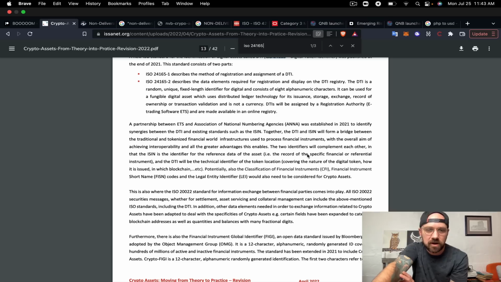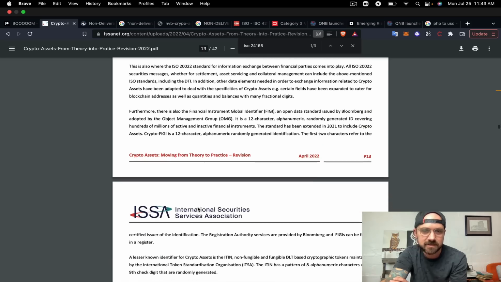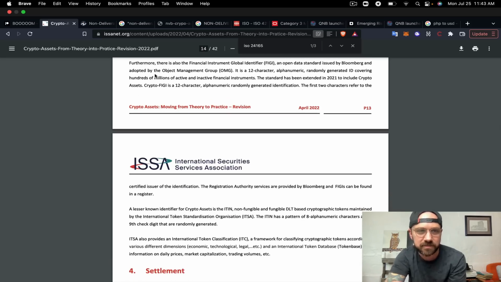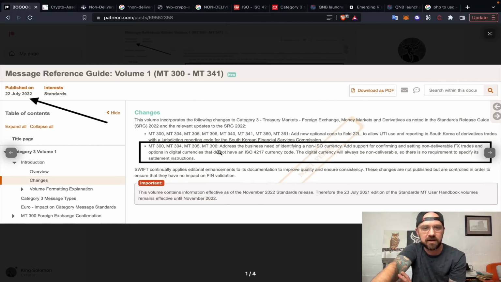enables. The two identifiers will complement each other, and the ISIN is the identifier for the reference data of the asset, and the DTI will be the technical identifier of the token location. Potentially also the classification of financial instruments, etc. This is also where the ISO 20022 standard for information exchange between financial parties comes into play. All ISO 20022 securities messages, whether for settlement, asset servicing, and collateral management, can include the above-mentioned ISO standards, including the DTI, the digital token identifier, right? I mean, this is pretty crazy stuff here, guys. I mean, we 100% are going to have crypto integrated from a foreign exchange standpoint.